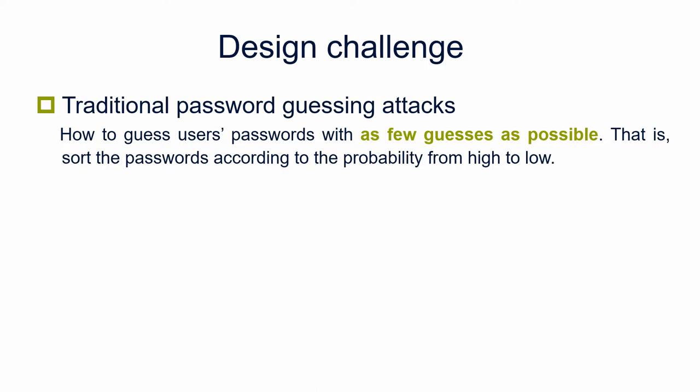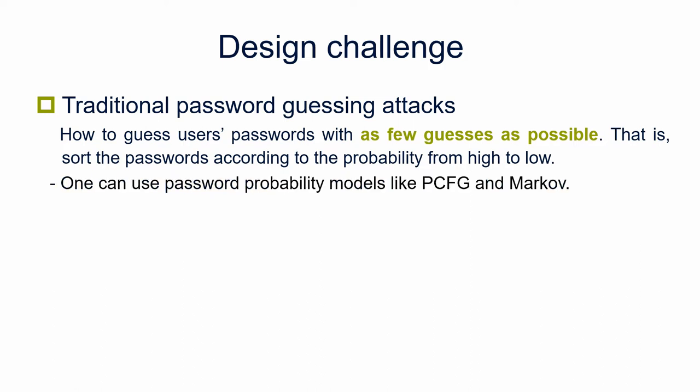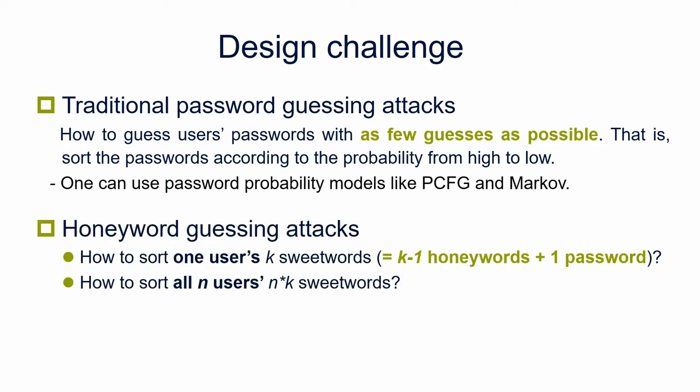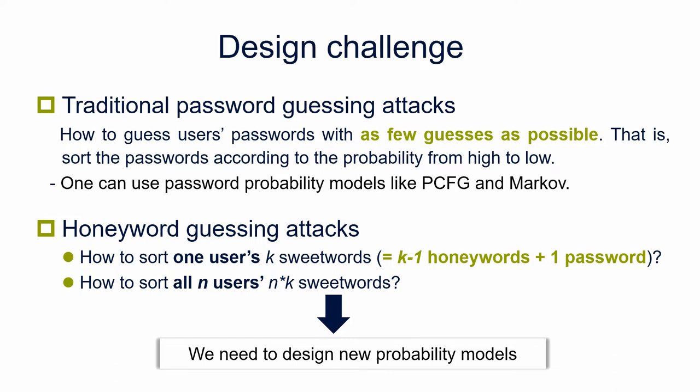One can use password probability models like PCFG and Markov. Well, for Honeywords guessing attacks, the key point is different. Our goal is to sort one user's k sweet words, or sort all users' sweet words. Here, sweet words equal k minus one Honeywords and one real password. Thus, we need to design new probability models.